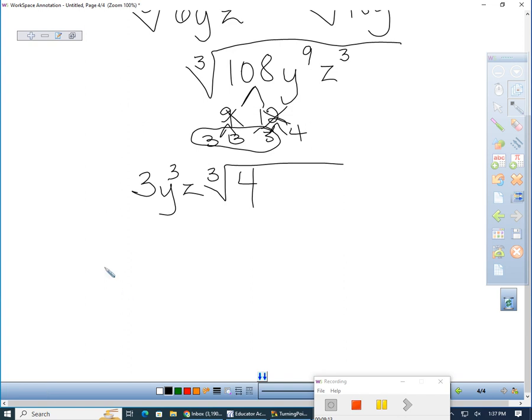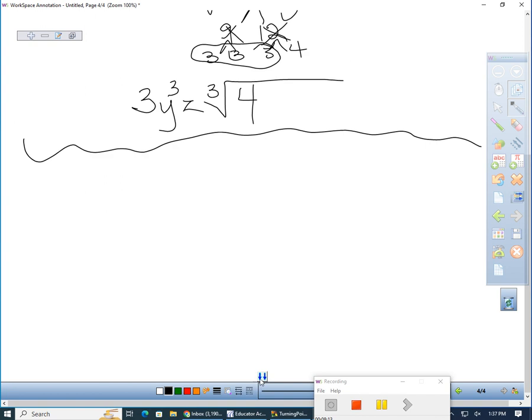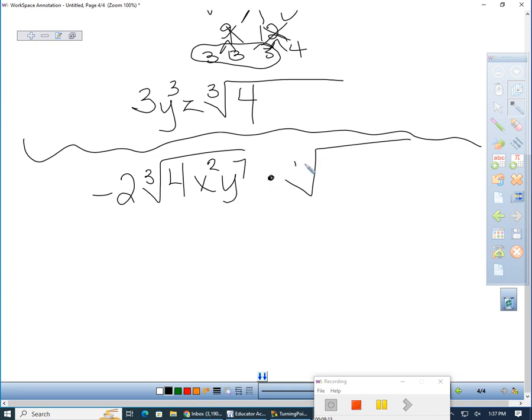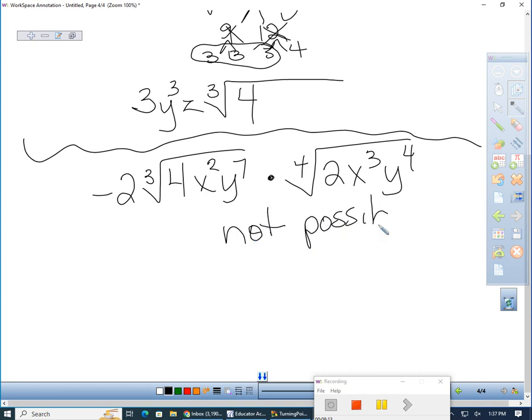Okay. Let's do one more under there. Actually, 2 more real quick. What if I gave you -2 cube root 4x squared y to the 7th times the 4th root of 2x to the 3rd y to the 4th? Good. Not possible. Why? Yes. Explain perfectly. Yes, they are different dimensions. Very good.